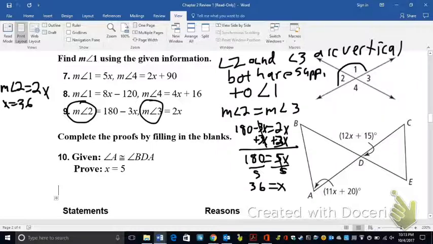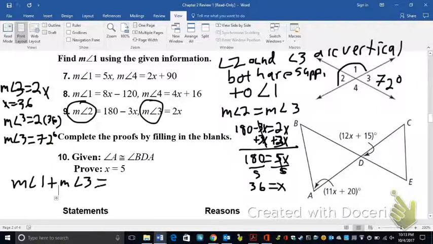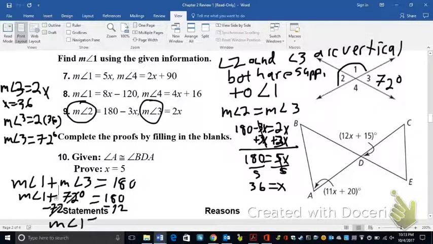Measure of angle 2 equals 2x. That's actually the measure of angle 3. See, I put it into 3. So x equals 36, so the measure of angle 3 equals 2 times 36, or 72 degrees. Since we know that's 72, the measure of angle 1 plus the measure of angle 3 equals 180 degrees. That gives us the measure of angle 1 plus 72 degrees equals 180. Subtract 72 from both sides, and we get the measure of angle 1 equals 108. I know it's a lot of work, but there you go. Moving on.